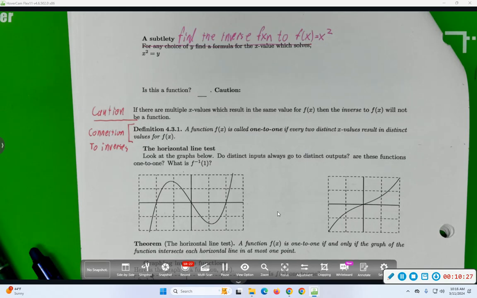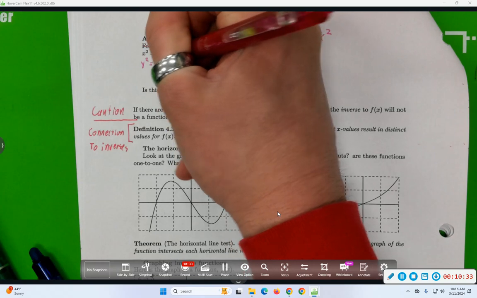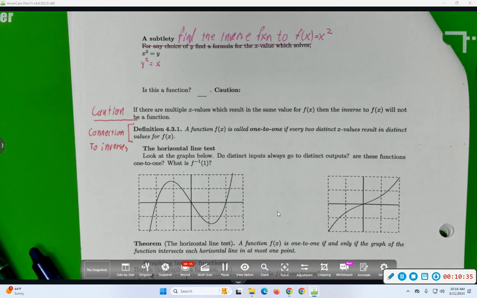All right, so let's follow the same instructions. Let's swap the roles of x and y. That'll give me y squared equals x. And now I want to solve that for y. How would you solve that for y? Yeah. Take the square root of both sides, but then you would have plus or minus root x.